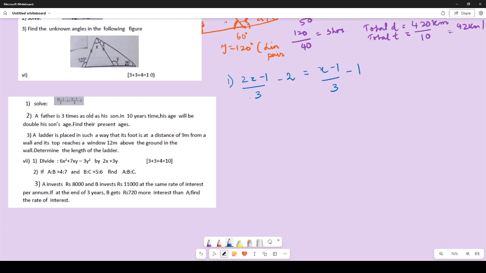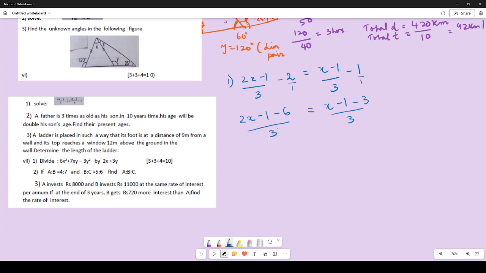Now first and foremost, we have two fractions over here with the same base. So let us change this into a simple fraction. So 2x minus 1. Now remember, 3 is the LCM. We have this as is assumed as 1, and so that will be minus 6 is equal to x minus 1. This part remains the same, and again the same thing, 3 LCM. This becomes minus 3. This is by 3 and this is by 3.